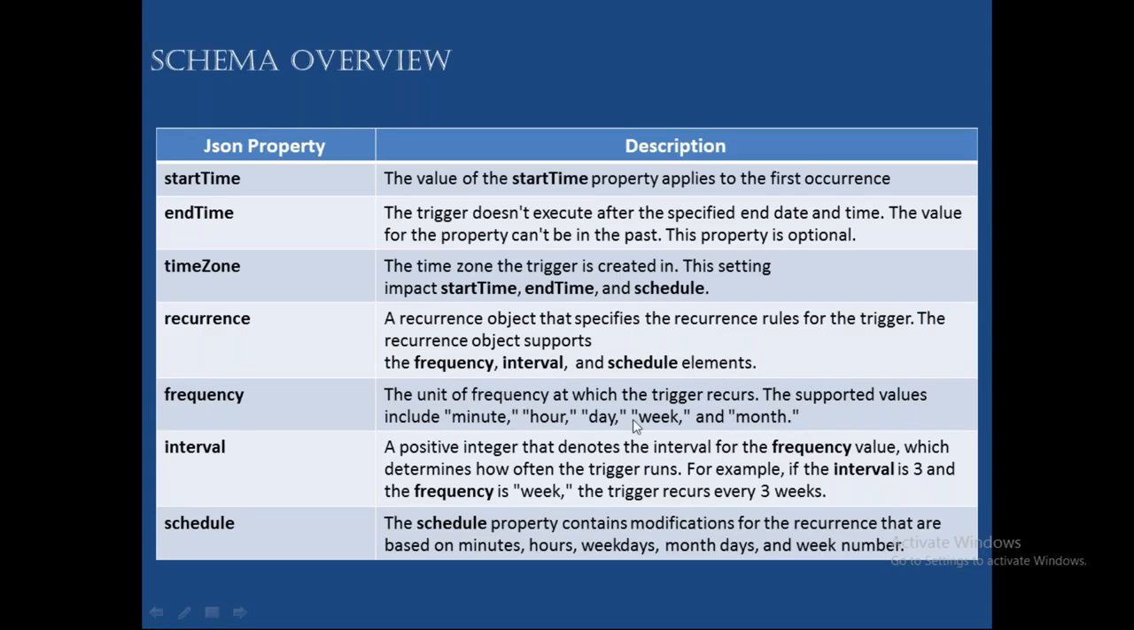That is minute, hour, day, week, and month. Let's go with the interval. Interval is nothing but, for example, let's say I am giving interval as 3 and frequency as hour. Then every 3 hours the pipeline will execute. Let's say now at 6 o'clock the pipeline is triggered, again at 7, 8, 9 o'clock it will run again, 10, 11, 12 o'clock again it will run. Every 3 hours. Okay. Let's say interval is 3 and frequency is weekly.